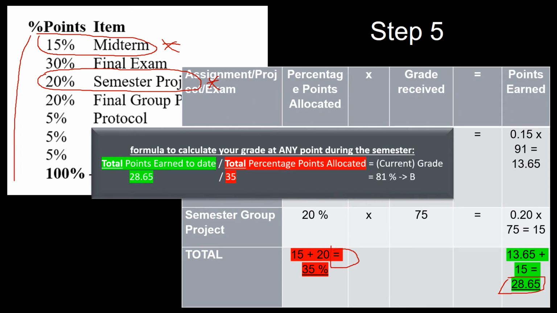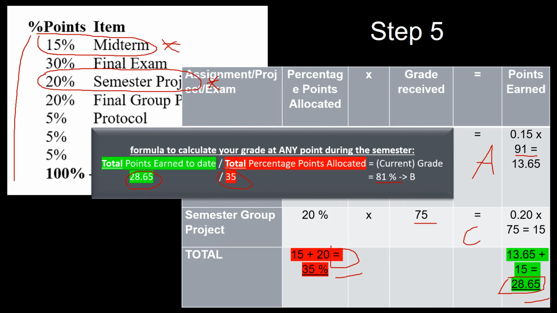So we have 28% divided by 35%. That's what we calculated here down below, right? And so if we do the calculation, then we got an 81, which is a B. The reason why we got an 81 is because in the first assignment, yes, we did get an A. That's this one, we got a 91, right? But in the second assignment, we got a C. We got a 75, okay?